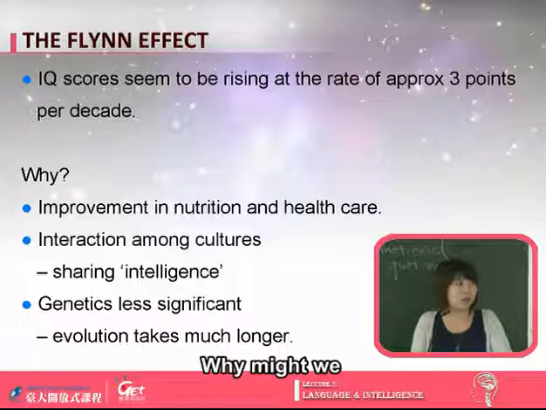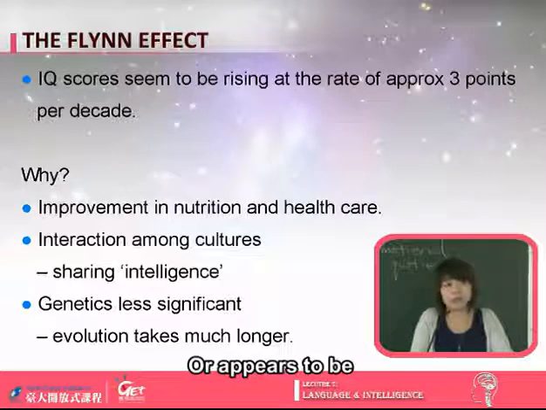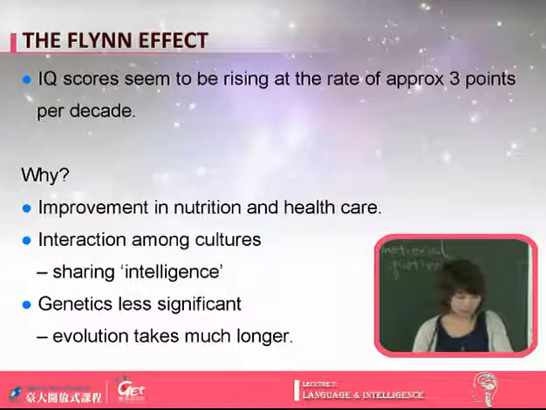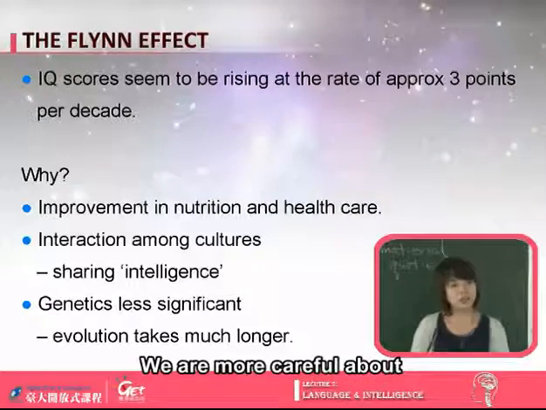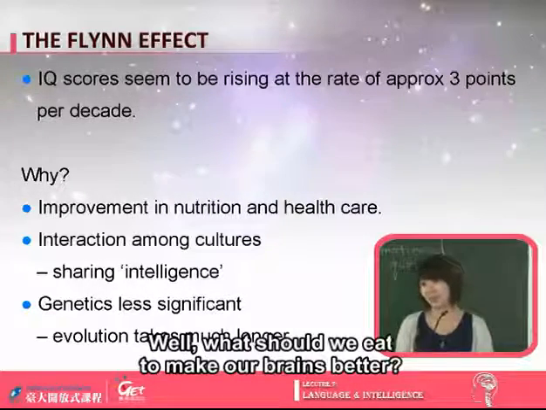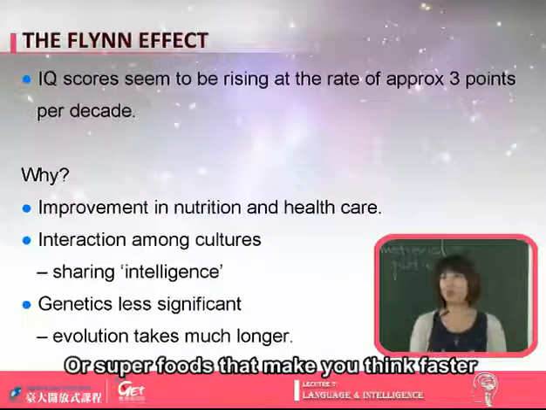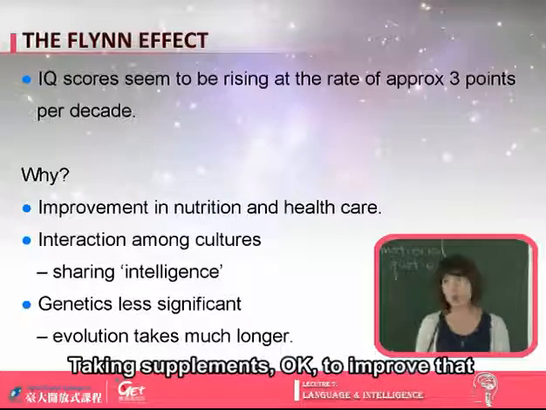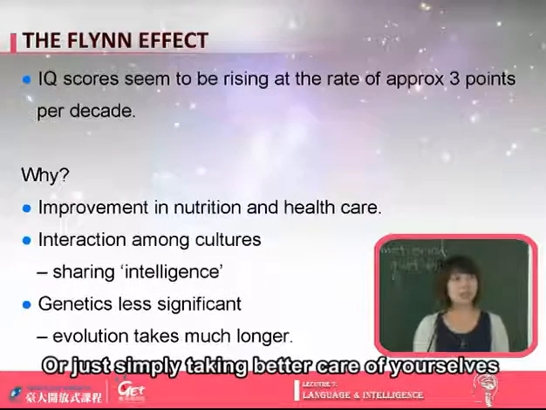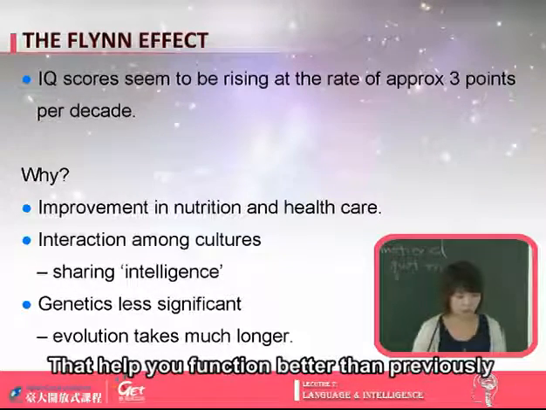Why might we, the human species, become more intelligent with each decade, with time, or appear to be? Improvement in nutrition and health care. We are more careful about our health. We are more careful about what we should eat to make our brains better. You know, all the hype about the high DHA stuff, or superfoods that make you think faster, make you do things faster, make you pay attention more, improve your memory, etc. Taking supplements to improve that. Or just simply taking better care of yourselves, which helps you function better than previously.